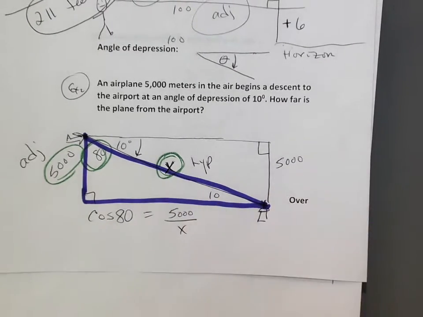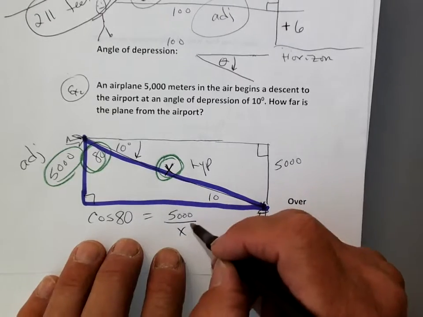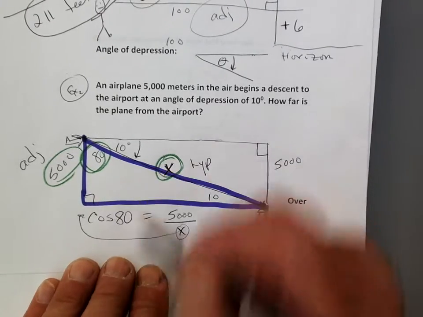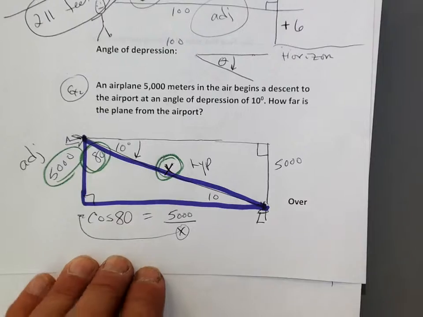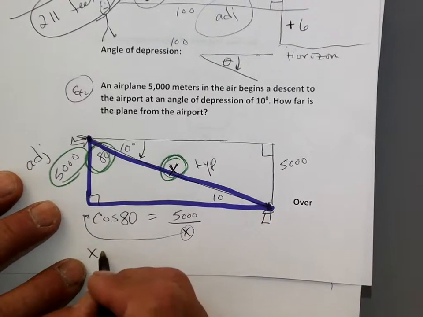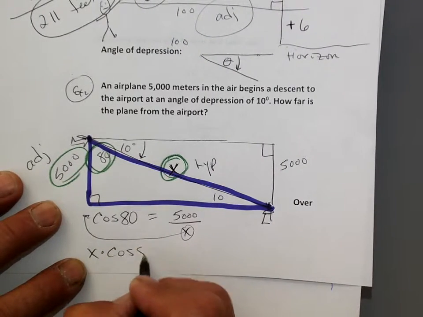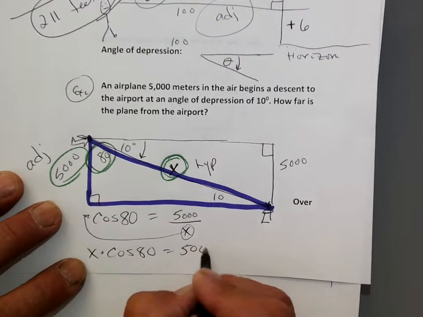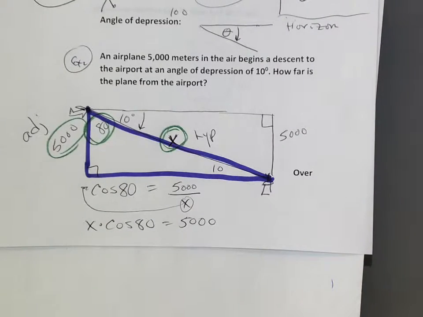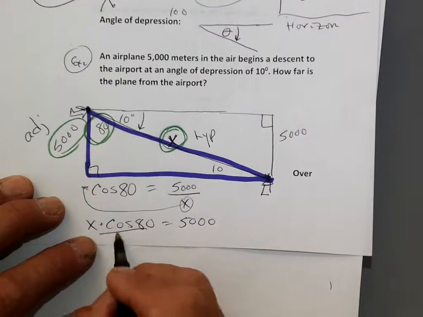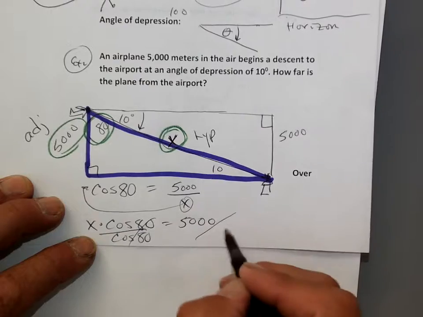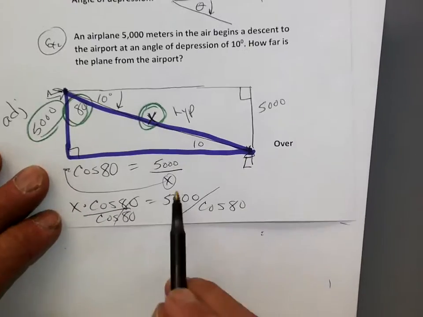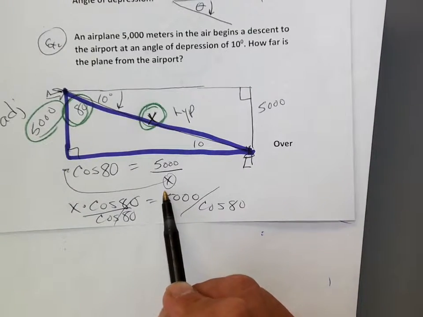Now this is where you're going to have to divide. X on the bottom, so that's where we're going to have to divide. So to solve it, I'll multiply by x. Bring the x up there. So if I multiply by x, I get x times the cosine of 80 equals 5,000. Just like solving anything, I'm just going to divide by cosine of 80 because it cancels it. So when the variable is on the bottom, you're going to divide.